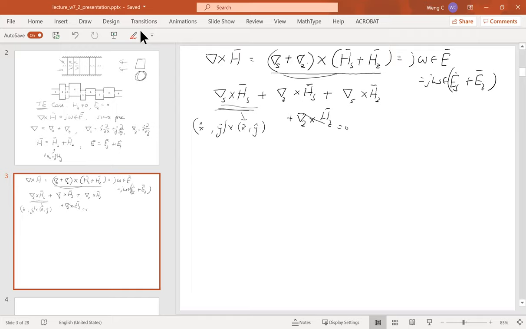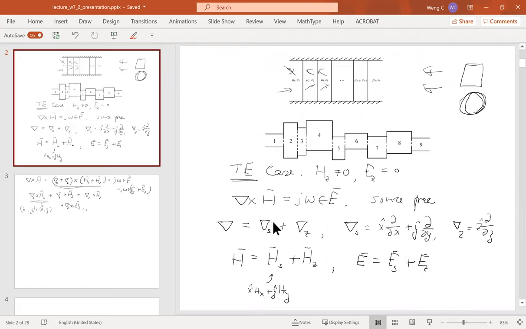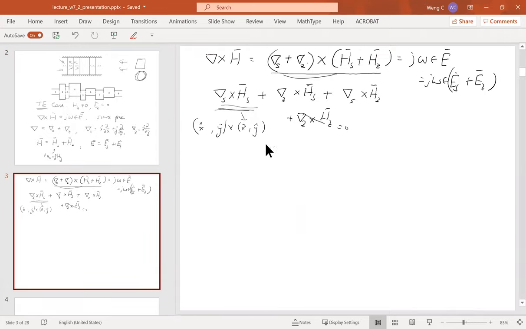Anybody, the first term on the left-hand side, where would it point? If you go through the Z direction, in your head. Del S is something that has the transverse component. H_S is just something that has transverse components as well. And if you take the cross product of these two terms, where do you think this vector would point? The Z direction.